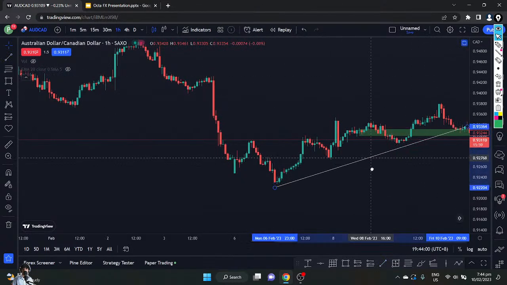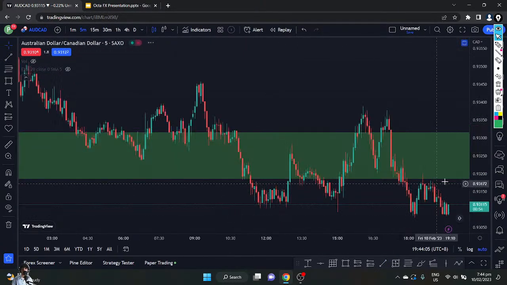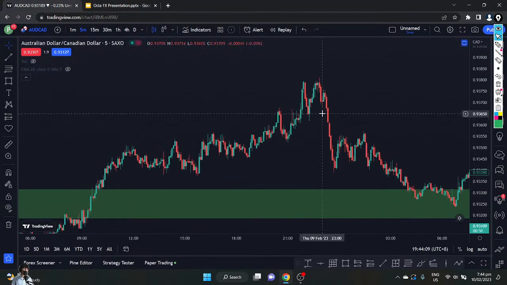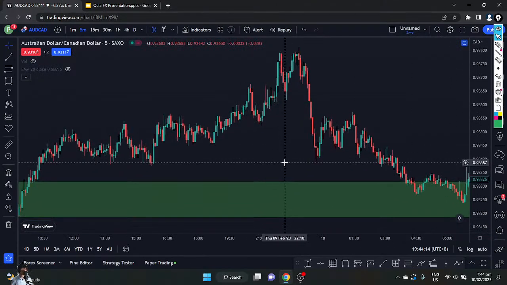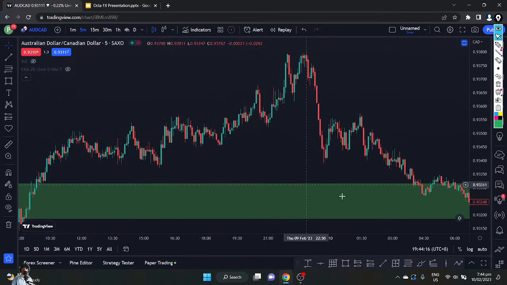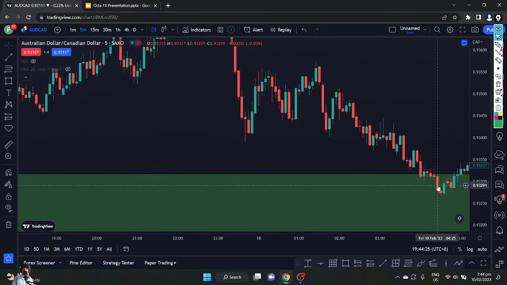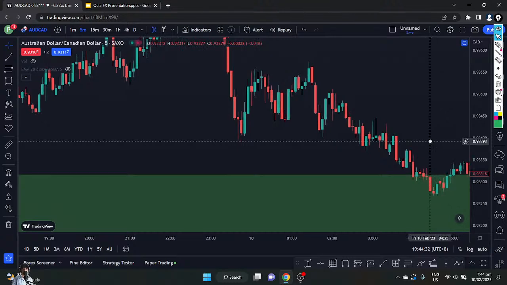So let's see if we have a possible entry on our lower time frame. Okay, so this is where the price pullback on the 1 hour chart. The first thing to consider is to look for the price to reach our support before trying to look for a trade. Then as we can see right here, the price already retested the support. So it is now time to look for a possible breakout of the trend line.